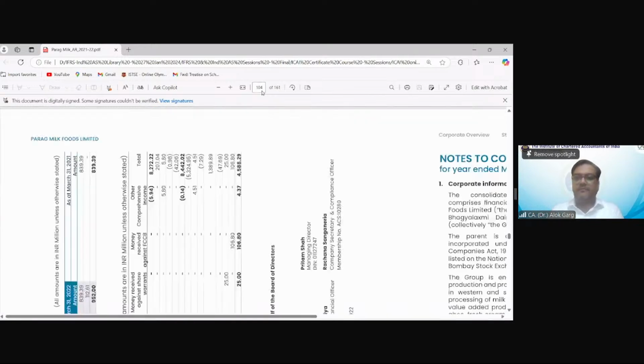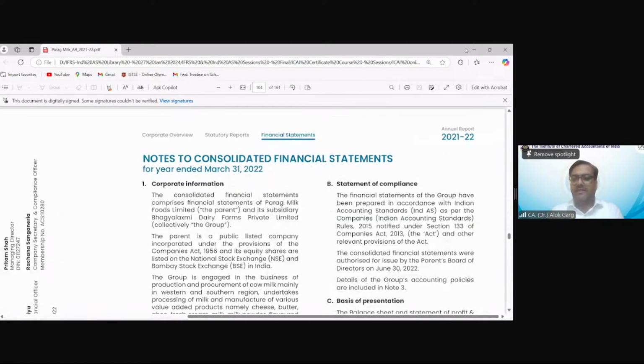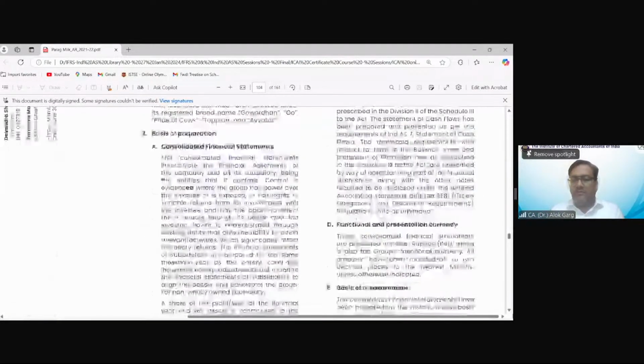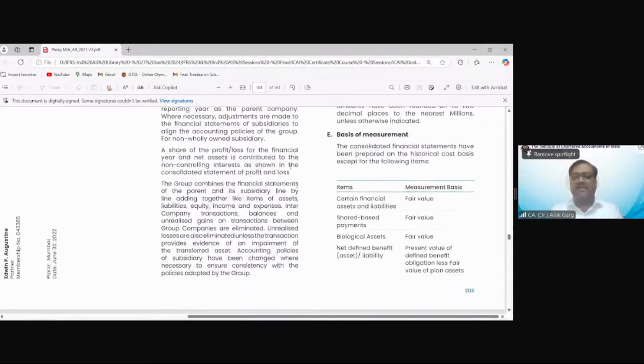Yes, sir. Okay. Let's go to the accounting policy. In the accounting policy, there is a basis of measurement, right? And in the basis of measurement, it is written that the financial statements have been prepared on the historical cost basis, I mean to say cost model, except for the following items. Biological asset. What is written for biological asset? It is at fair value. Means the measurement is at fair value less cost to sell, but it is at fair value, not cost.